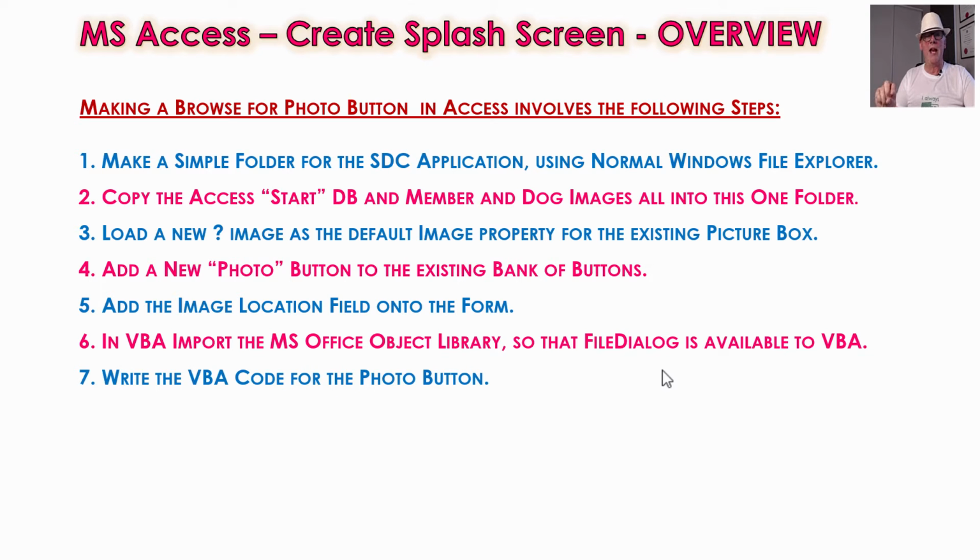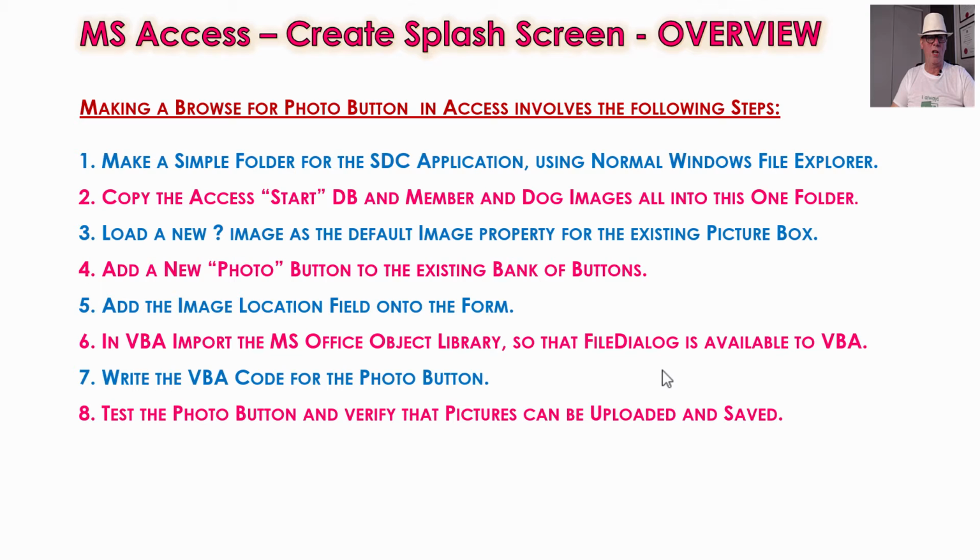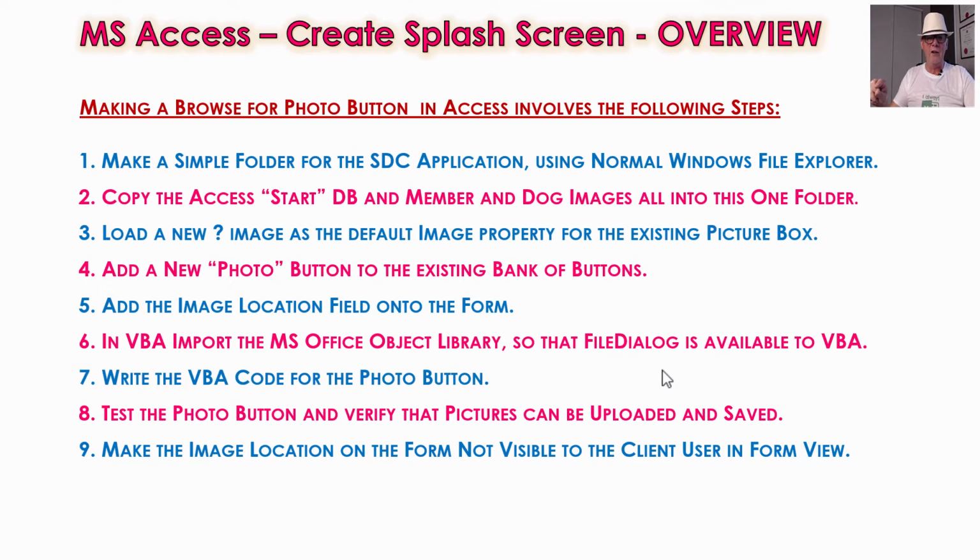We're going to write the VBA code for the photo button that customizes that file dialog window that pops up and also captures the image location, and then we'll test it out to verify that photos can be uploaded. Well, I've actually already shown you that in the demonstration and saved. And then we can make that image location form.